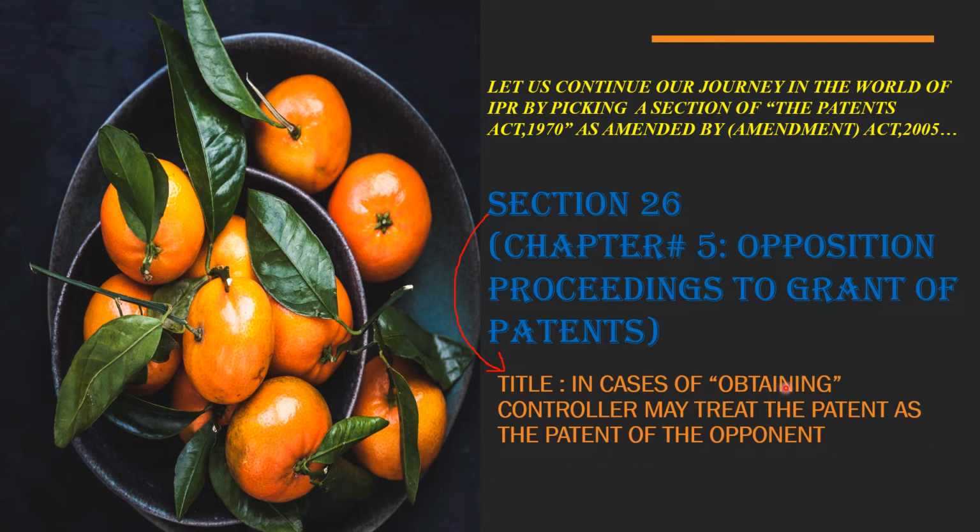Okay, so here you can observe this key point: in cases of obtaining. That's why this is given inside the course. In cases of obtaining, the controller may treat the patent as the patent of the opponent. Fine, completely opposite thing you can say. So how does it happen? Let us proceed to the details of this section. Fine.